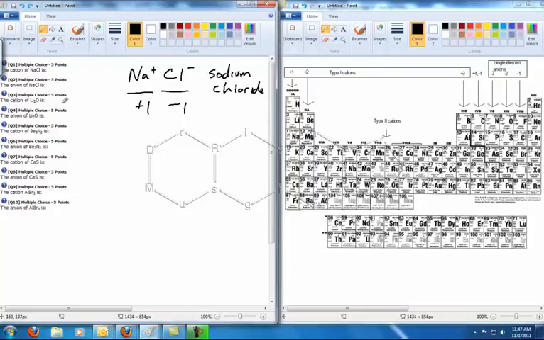Okay, looking at the next one, we've got Li2O. If I drew a picture of that, it would be Li, Li, and O, because there's 2 lithiums and 1 oxygen. So I go over here, I look for the charge on oxygen, I see it's in group 6, so it's negative 2. Total negative charge is negative 2. Total positive charge is going to be positive 2 to match the negative 2.